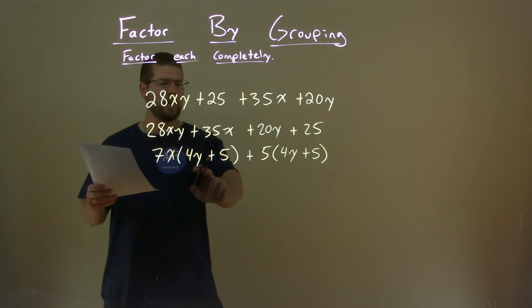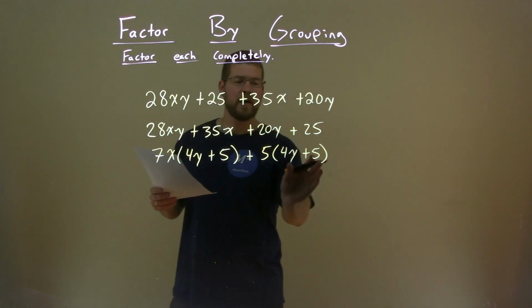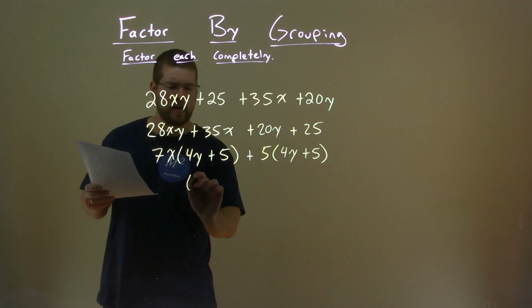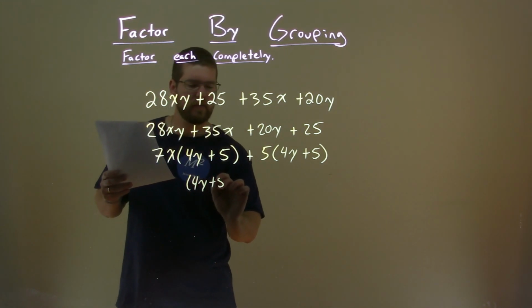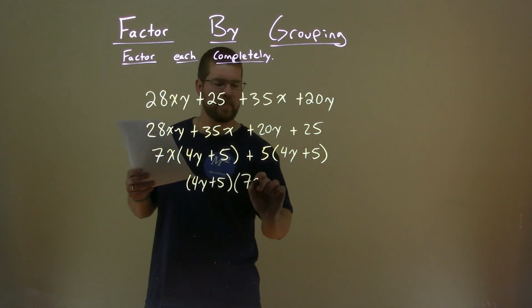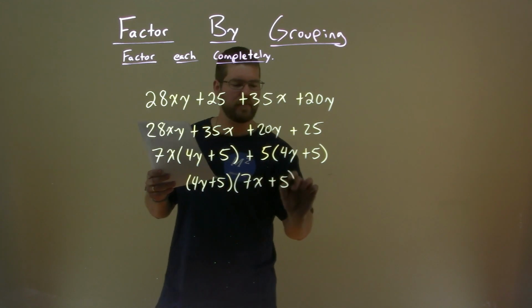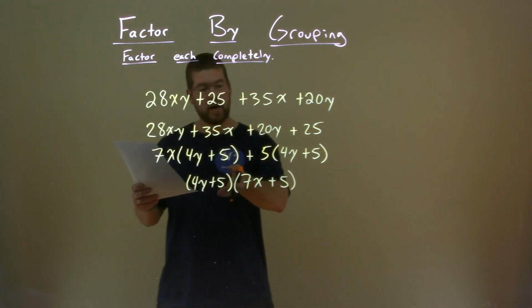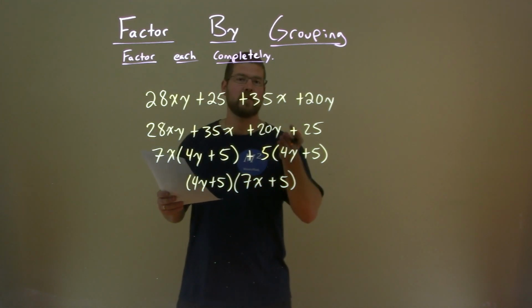Well, we have 4y plus 5 and 4y plus 5, both here in both parts. If we pull out a 4y plus 5 from both parts, we're left with a 7x that comes down and a plus 5. And we actually have our final answer, 4y plus 5 times 7x plus 5.